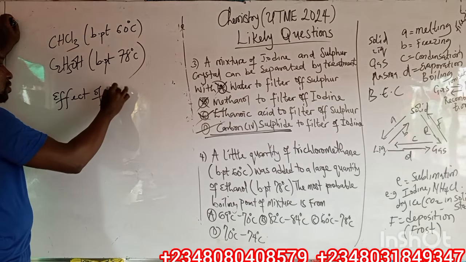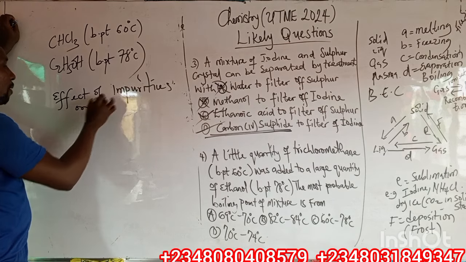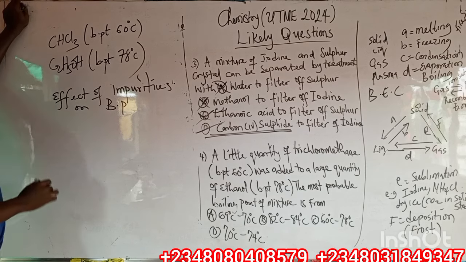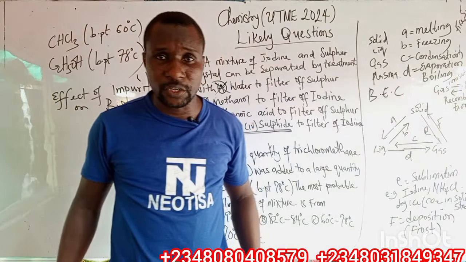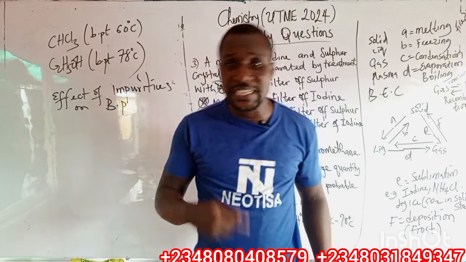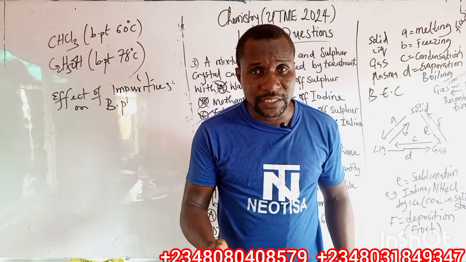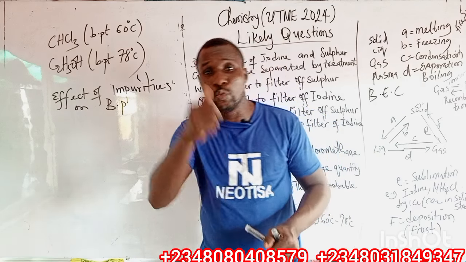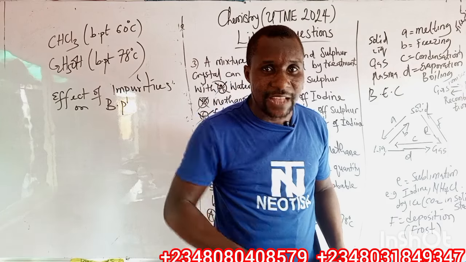Effect of impurities on boiling point. Take note. Addition of impurity to a substance increases the boiling point of the substance. Impurity increases what? Boiling point. Impurities in a substance increase your boiling point. That is why salt water has a higher boiling point than pure water.